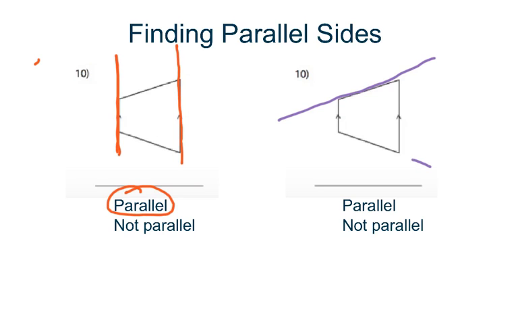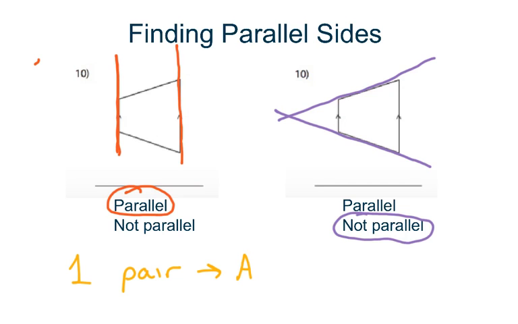And then that's that opposite. What happens? They're touching. So these are not parallel. So out of the sides, how many pairs are parallel? So there's only one pair of parallel lines. A shape with one pair of parallel lines is a trapezoid.